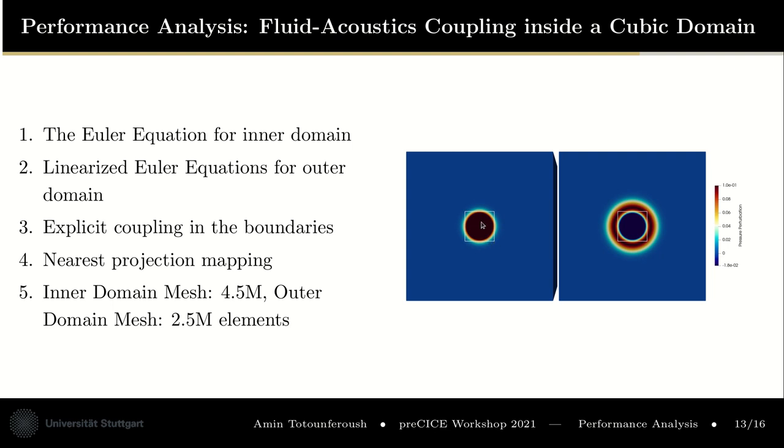We have decomposed the domain into two subdomains, the inner domain and the outer domain. You can see the border between these two domains by this white square here. For the inner domain, we use a much finer mesh with 4.5 million elements, and we solve the full equations. But for the outer domain, which is larger, we use a coarse mesh with 2.5 million elements, and we only solve the linearized version of the Euler equations in this domain. The coupling at the boundaries is explicit, and we use nearest projection mapping as we have non-matching meshes at the interface. This is the beginning of the simulation, and this is after a couple of iterations.